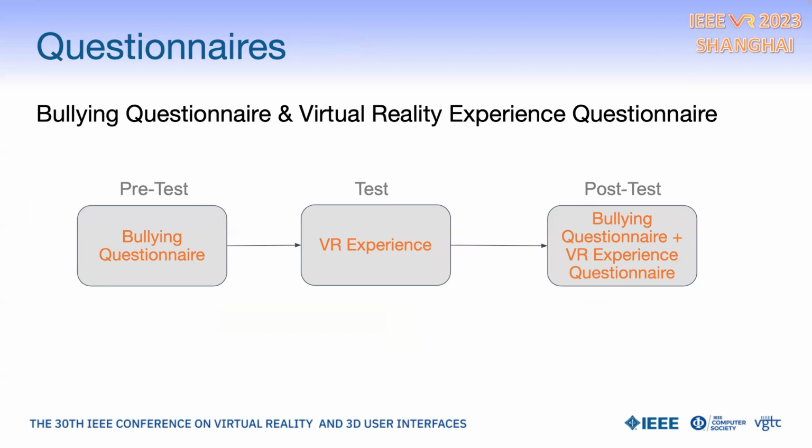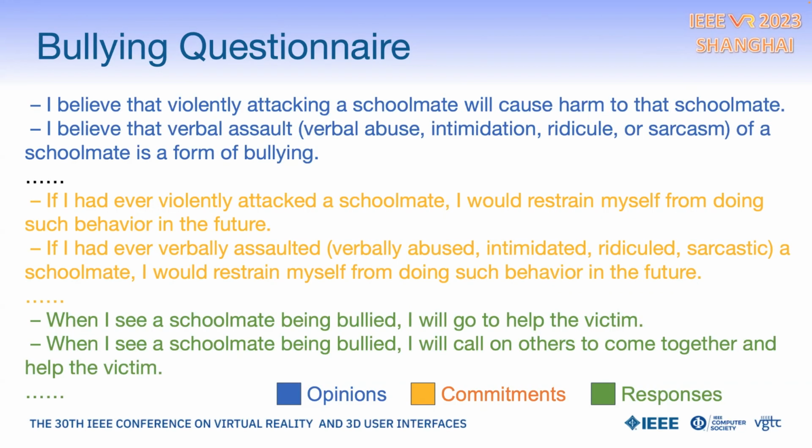To analyze the resultant effect, we introduced two questionnaires, a bullying questionnaire and a virtual reality experience questionnaire. Participants were required to complete the bullying questionnaire both before and after the VR experience, and complete the experience questionnaire only after the experiment. Three factors were extracted from our original bullying questionnaire using exploratory factor analysis. For convenience, we named the factors opinions, commitments, and responses. Here are some example items from our 23-item questionnaire.